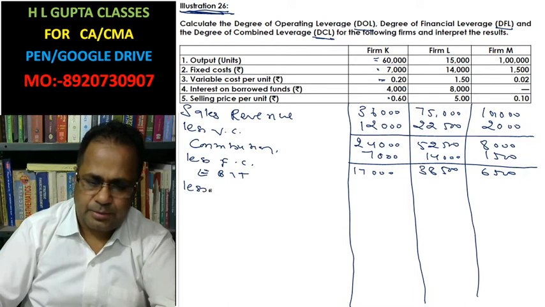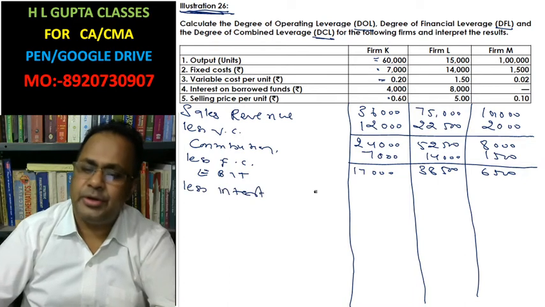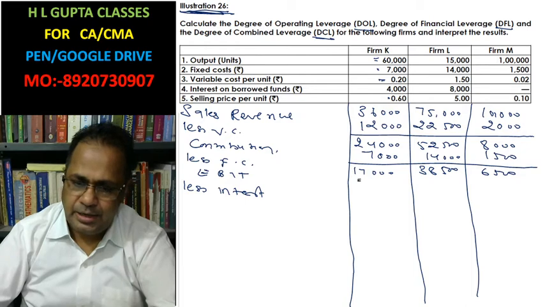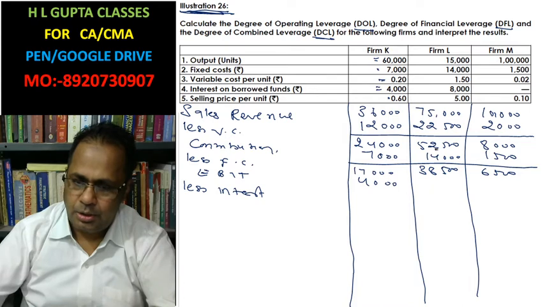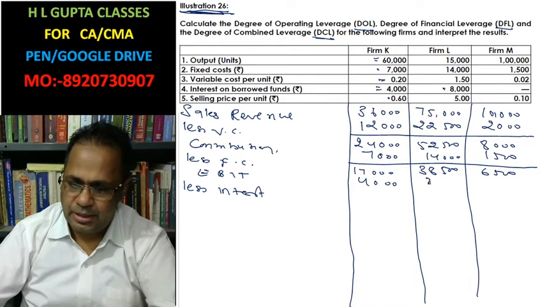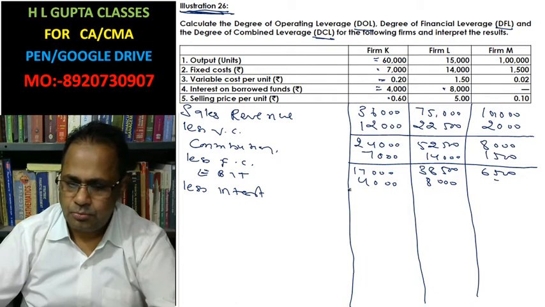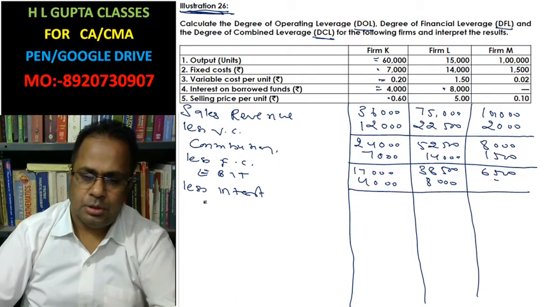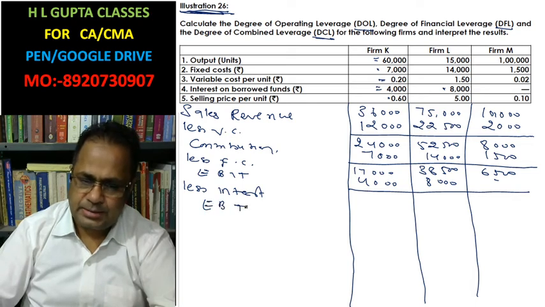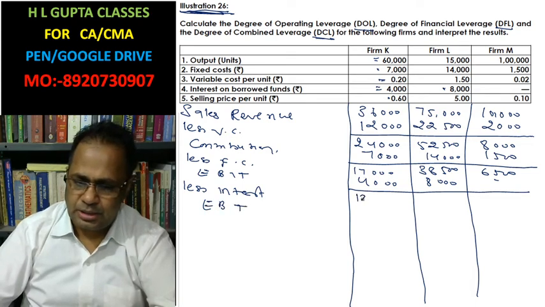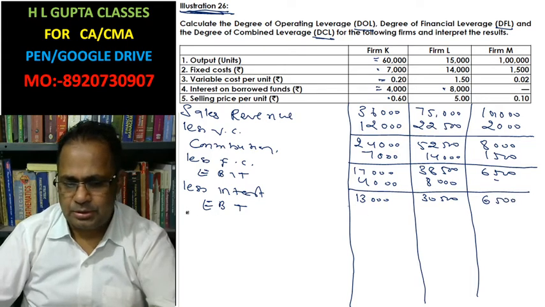Less interest. It is given 4,000. You write here 4,000. It is given 8,000. You write here 8,000. Here there is no interest. Now, earnings before tax. This is 13,000. This is 30,500. This is 65,000. This is your income statement.